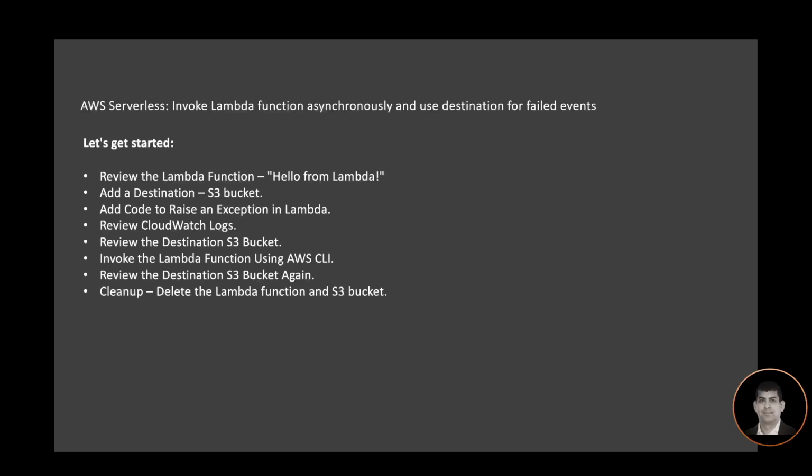We'll review the CloudWatch log. We'll review the destination S3 bucket to see if the failed event is logged there. We'll invoke the Lambda function using AWS CLI, and then we'll review the destination S3 bucket again. And towards the end, I'll do the cleanup, which is basically deleting the Lambda function and S3 bucket.